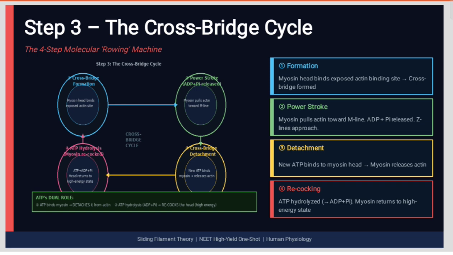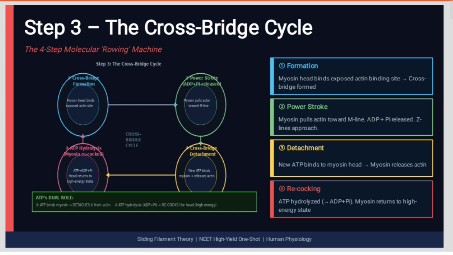Now the third step is cross bridge detachment. After the power stroke, the myosin head is in a low energy position, still attached to the actin. For it to let go, a new ATP molecule must bind to the ATP binding site on the myosin. When ATP binds the myosin head, its affinity for actin drops sharply and the cross bridge detaches. This is why ATP is needed for detachment, not just for the power stroke itself. Without ATP, the head stays glued to the actin filament permanently, which is what happens in rigor mortis.